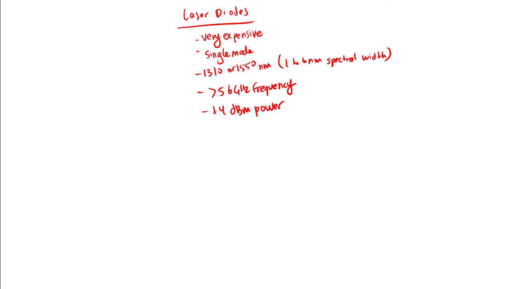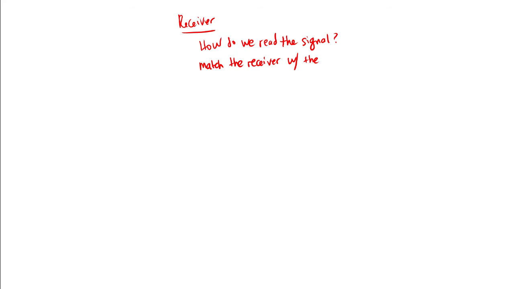And then, on the other side, we have a receiver. How do we read the signal? And the answer is we have to match the receiver with the transmitter.